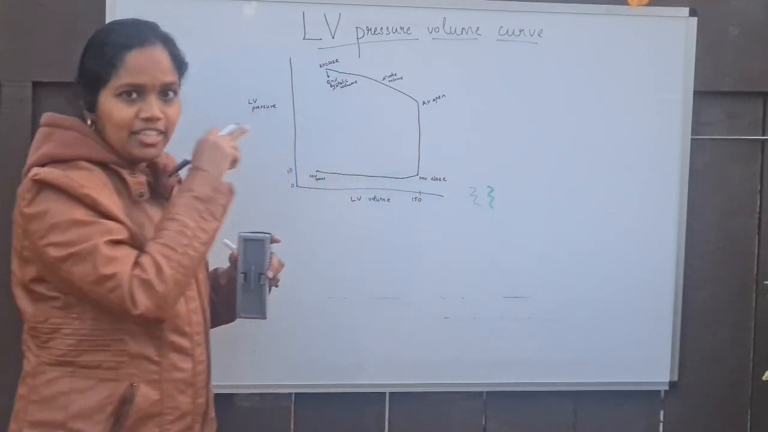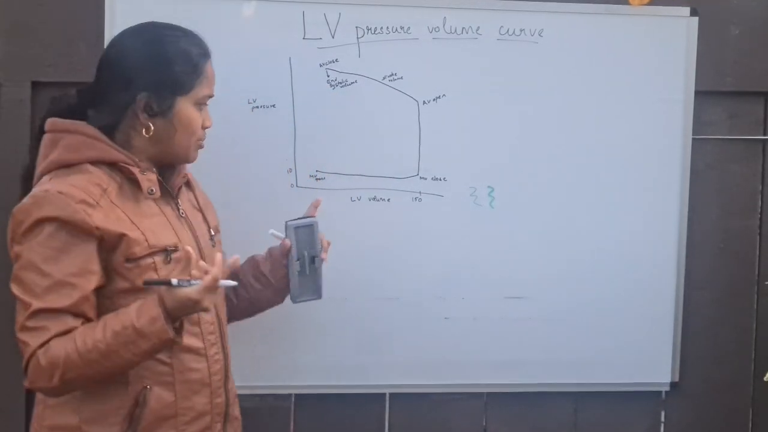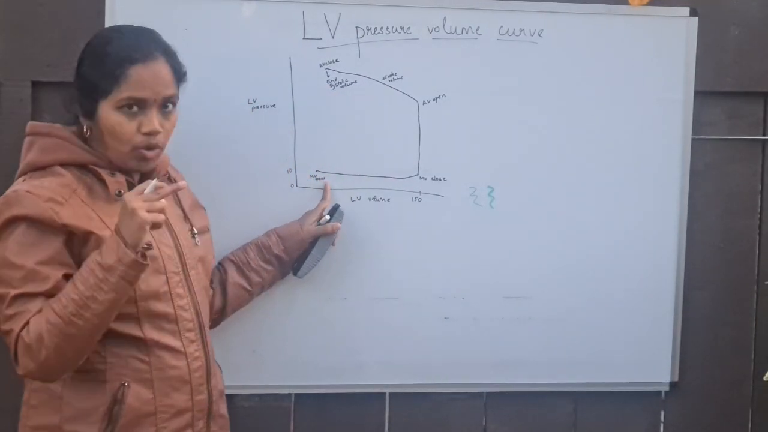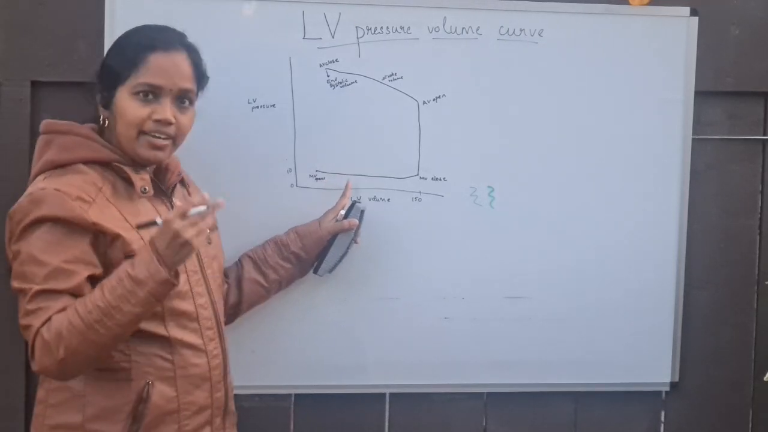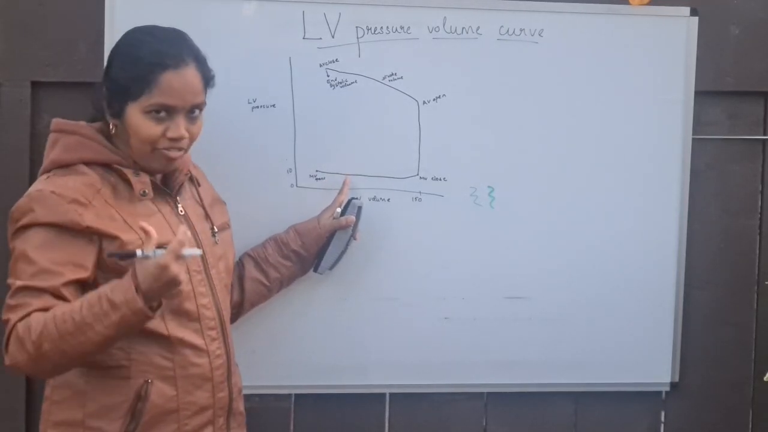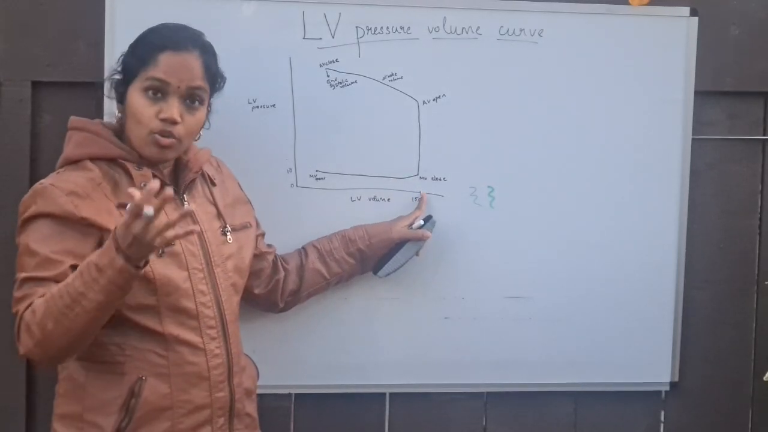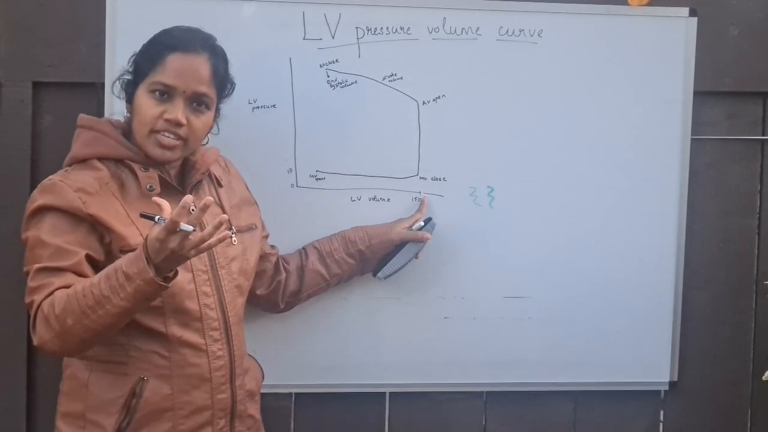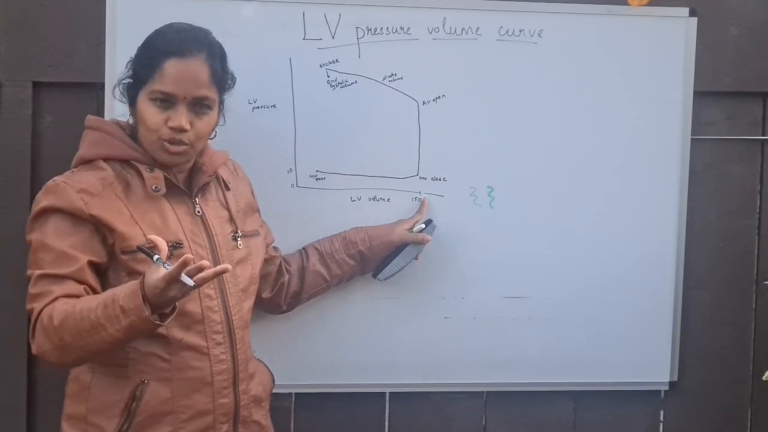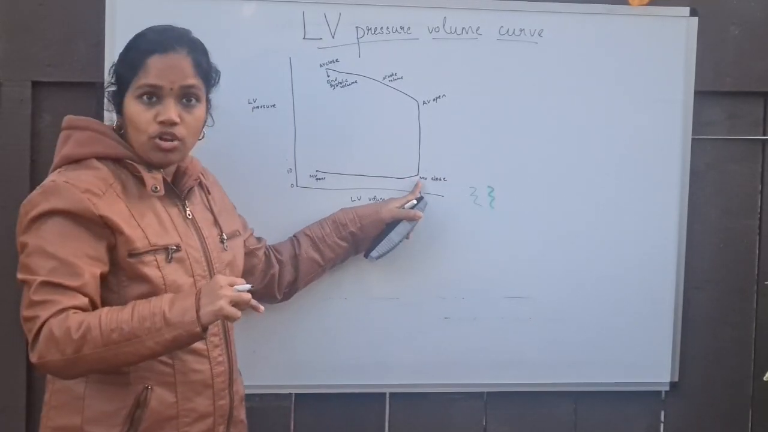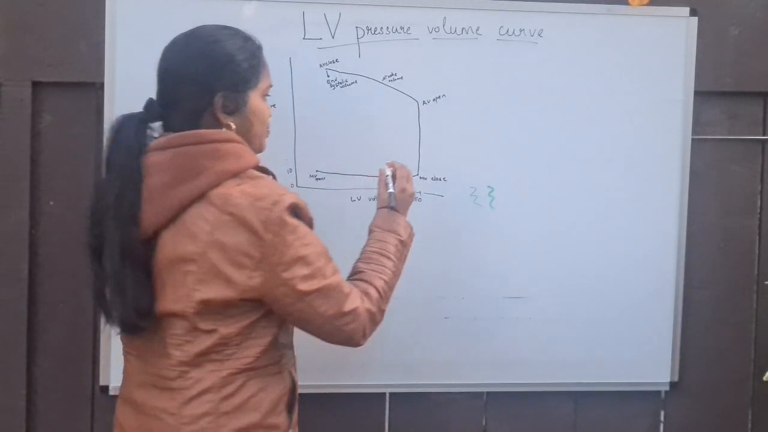Having said that, in this context, I want to tell you something. Here where the mitral valve opens, all the blood from the left atrium enters into the left ventricle, right? So the left ventricular blood volume also increases. Now the mitral valve closes. So what does it mean? It is at the end of the diastole. So this volume is called the end diastolic volume.